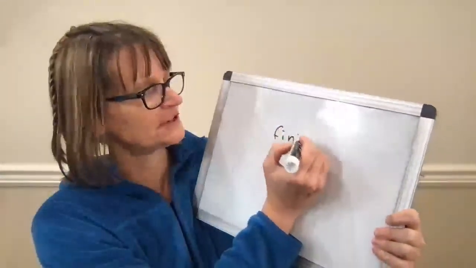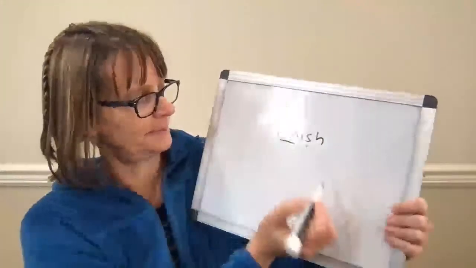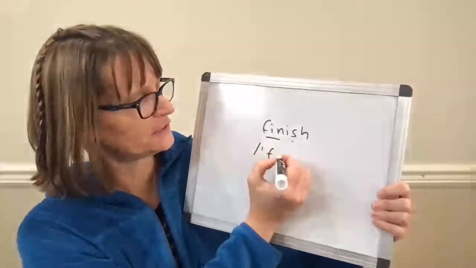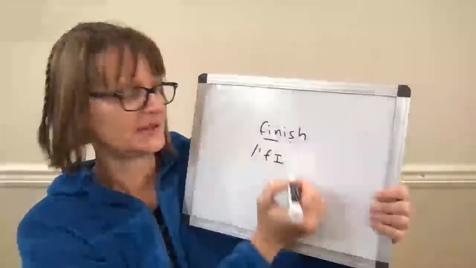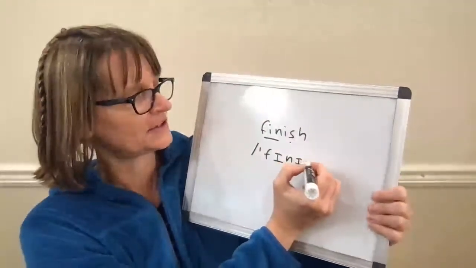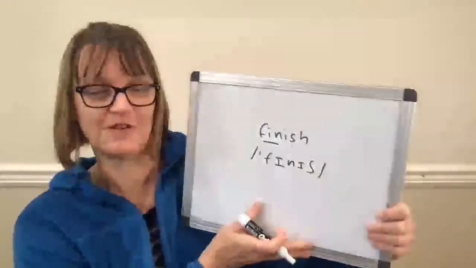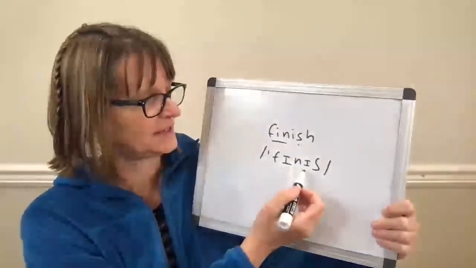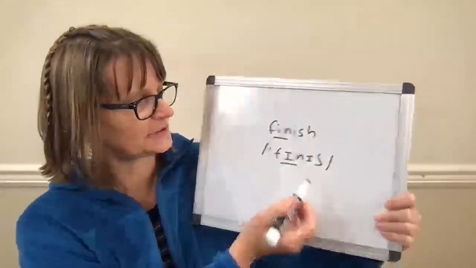Finish has first syllable stress. Both vowels are the I vowel, but because the first one is stressed, it's going to be a little longer. And then the next one is going to be more of a reduced vowel, still the same sound. Just like we had the two schwas, we have two I sounds. This one is long, this one is short.